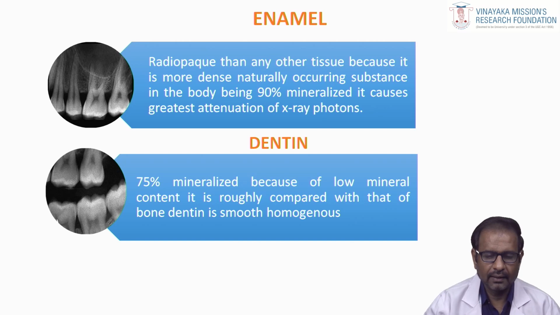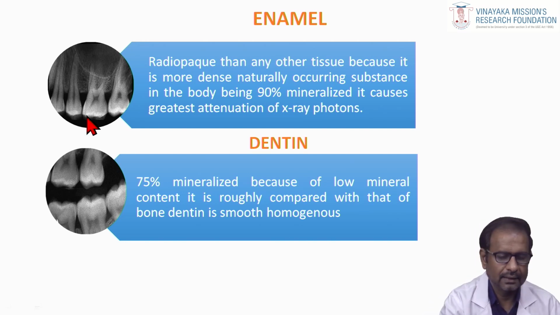Enamel is more radiopaque than any other tissue because it is the densest naturally occurring substance in the body, being 90% mineralized. It causes a greater attenuation, meaning stopping of the X-ray photons. So enamel is a dense radiopaque object covering the crown of the tooth. At the end of the crown, there is a thick radiopaque area; that is the enamel as it appears in the radiograph.